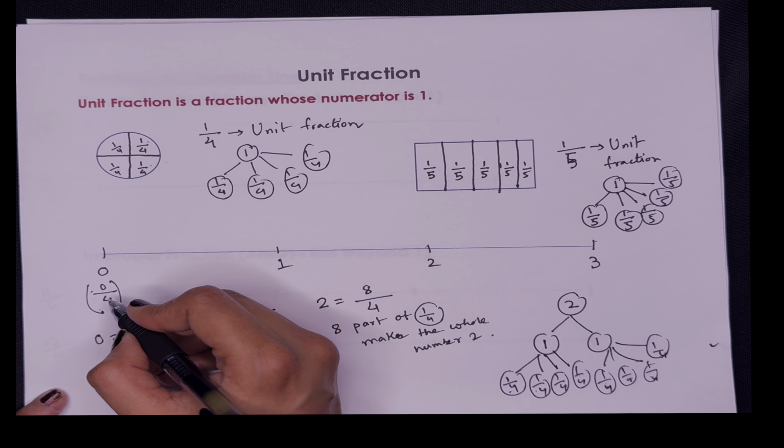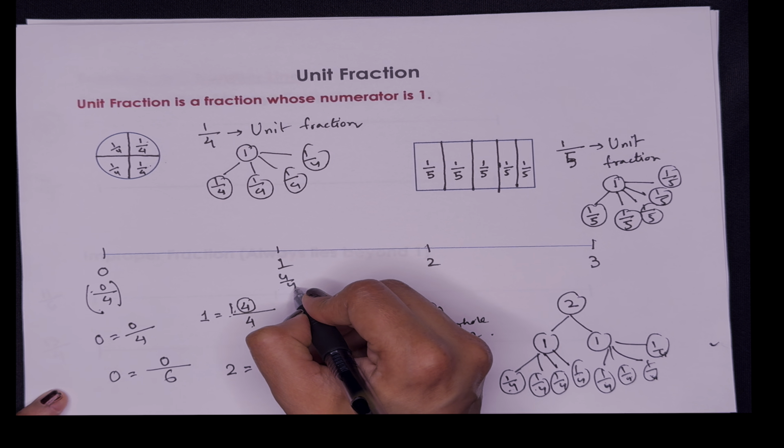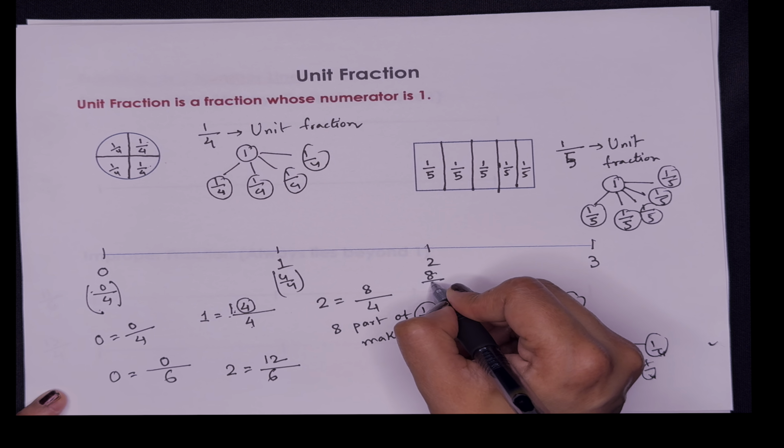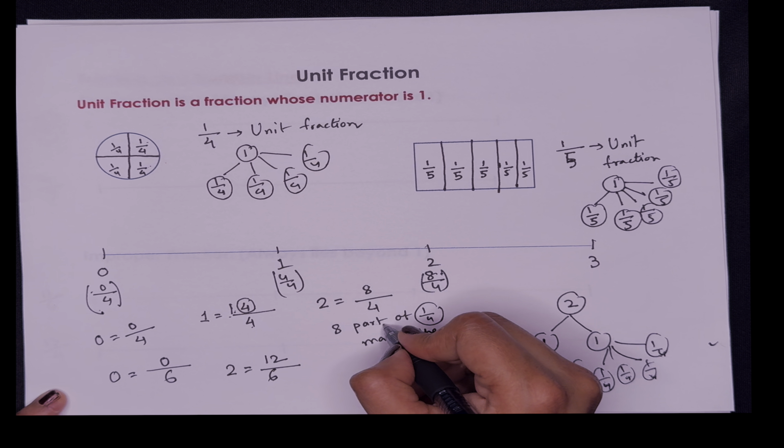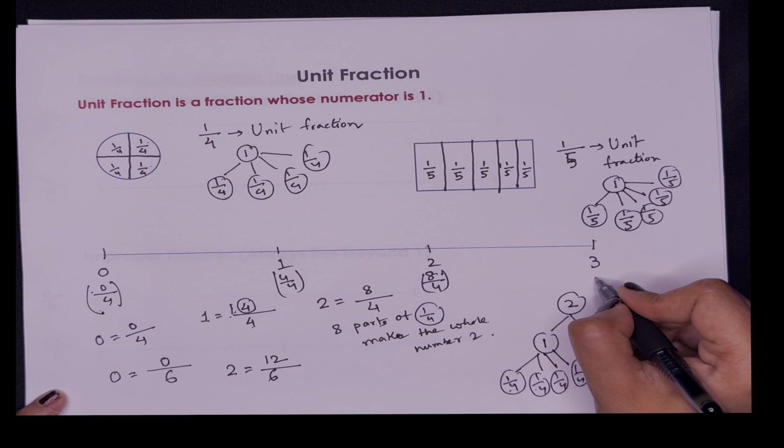So this is 0 by 4. 1 means 4 by 4. 4 into 2, 8 by 4. This is 12 by 4.